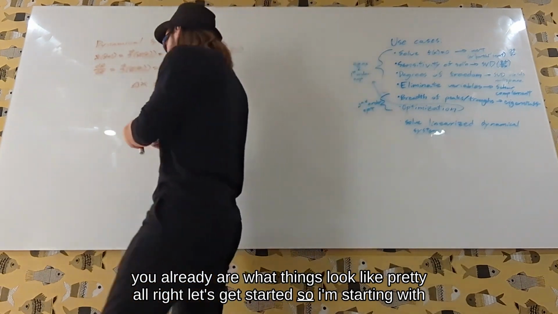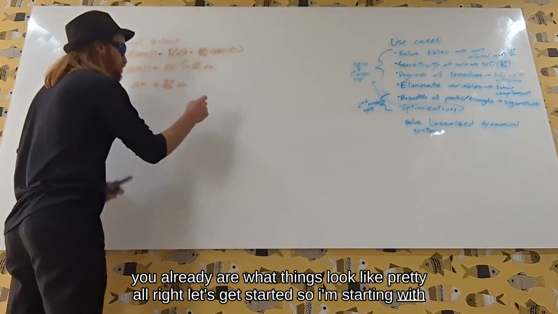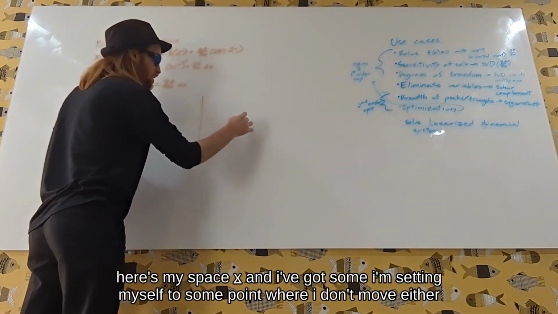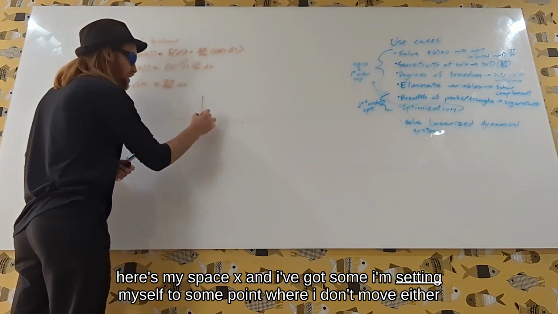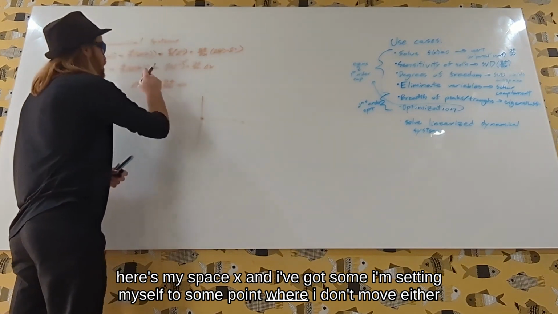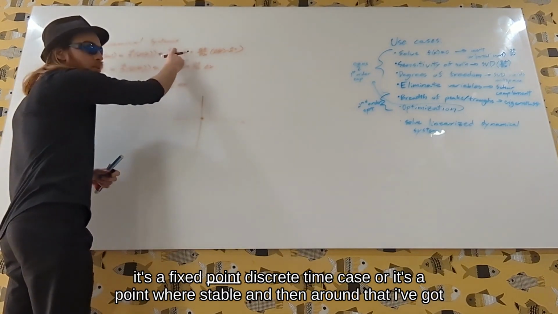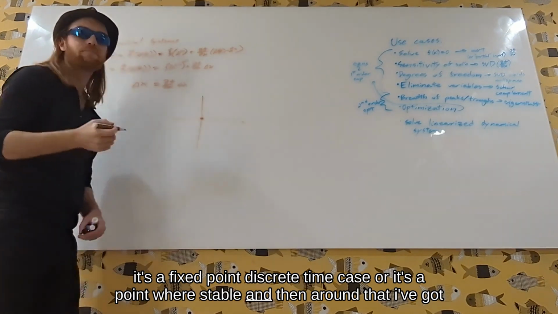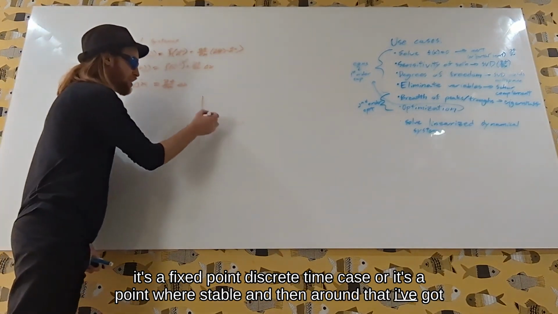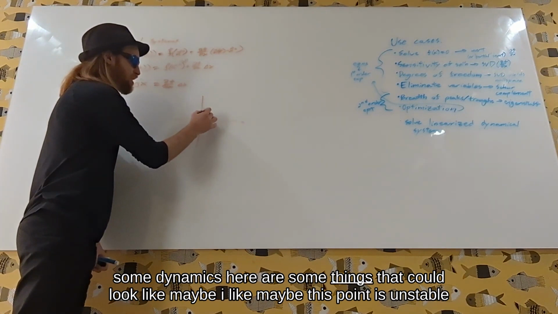What things look like pretty close? All right, that's a good start. So I'm starting with, here's my space X, and I'm setting myself to some point where I don't move. Either it's a fixed point in the discrete time case, or it's a point where it's stable. And then around that, I've got some dynamics. Here are some things it could look like.